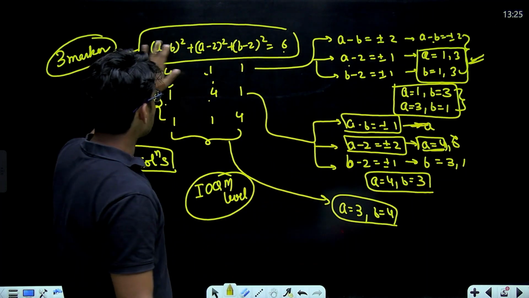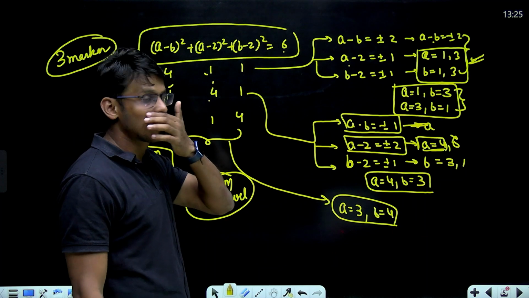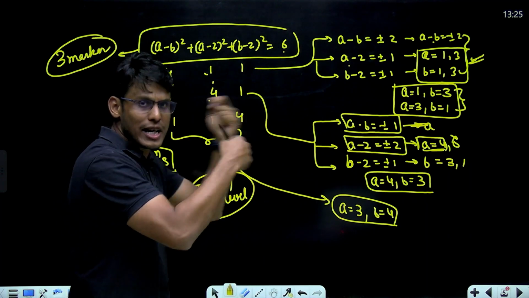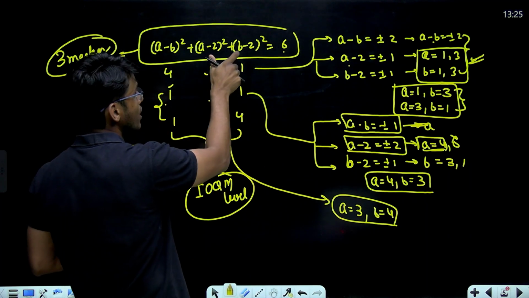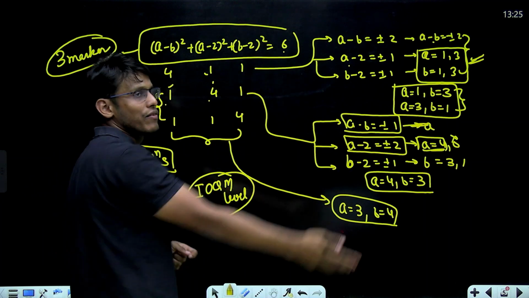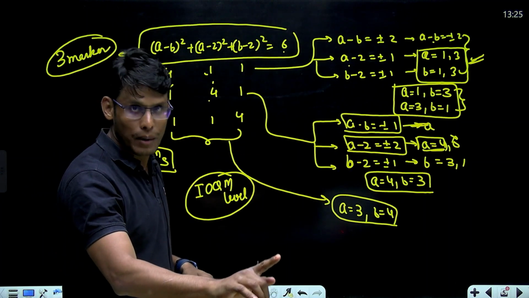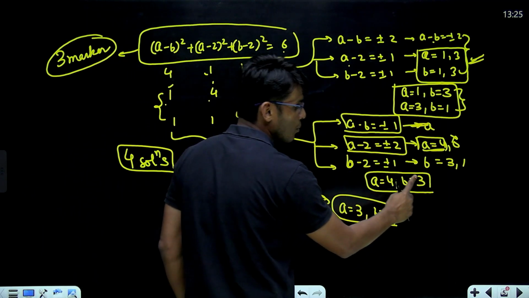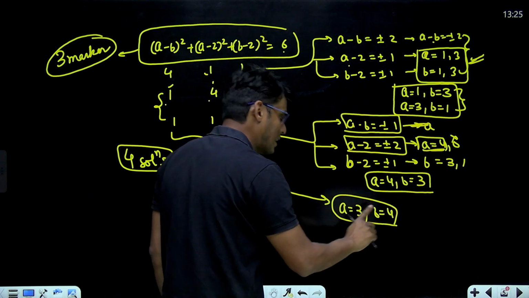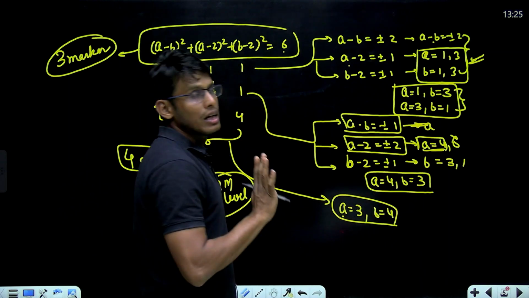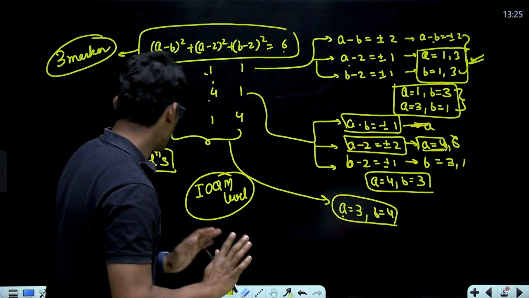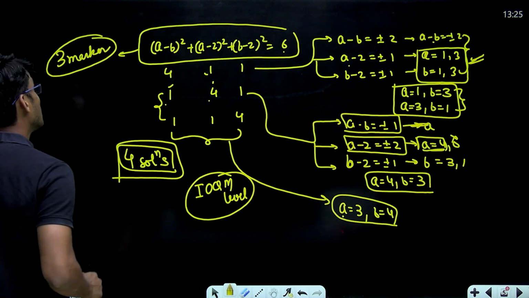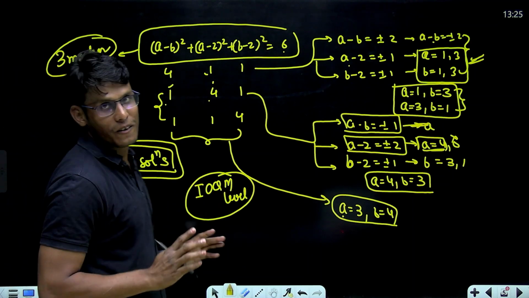Obviously, if you see this initial expression, A and B are symmetric. So, which means if you exchange A and B, you do not get any different equation, which essentially implies that if A equals 4, B equals 3 is one solution, then automatically A equals 3, B equals 4 is another solution. So, in total, you have 4 solutions and it is a 3 marker, right?